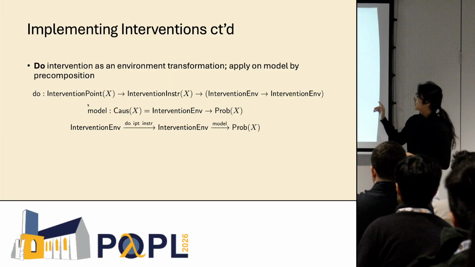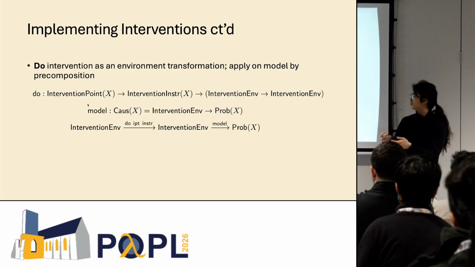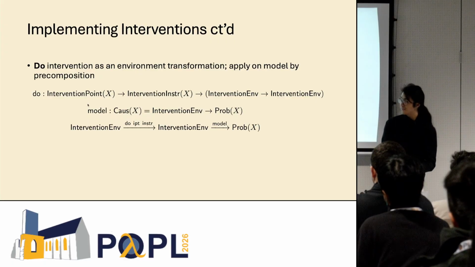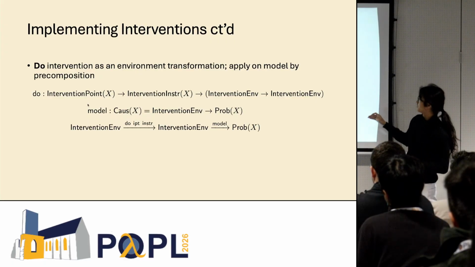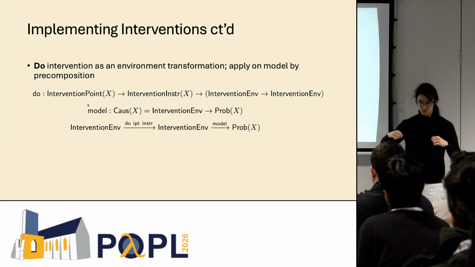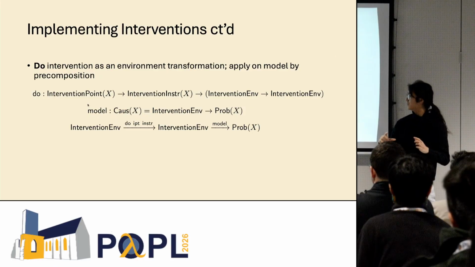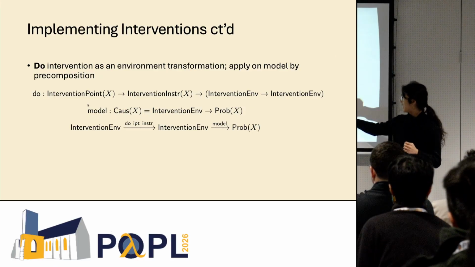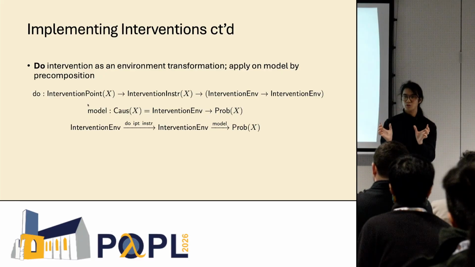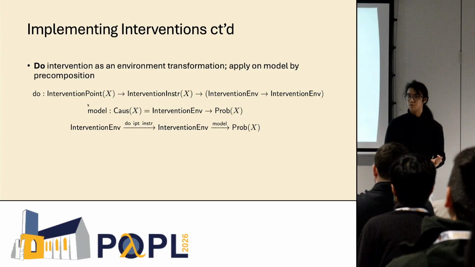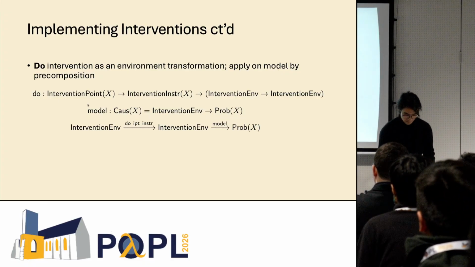And for example, here, if we want to insert this intervention instruction at an intervention point, then all that we do is take an environment and insert it at the corresponding entry in the environment. And then to apply it on the model, all that we do is just precompose the model with it. So it all becomes very clear, and we don't really need to do any program transformation anymore.